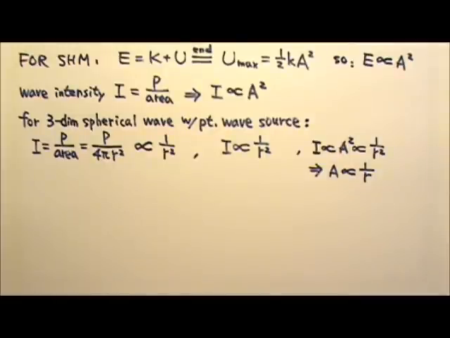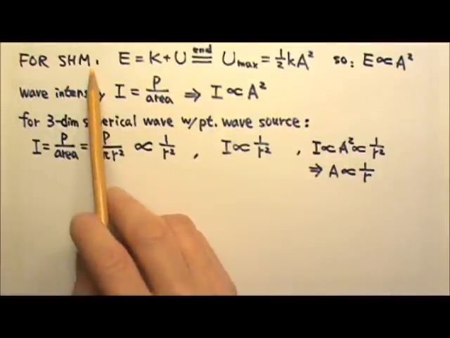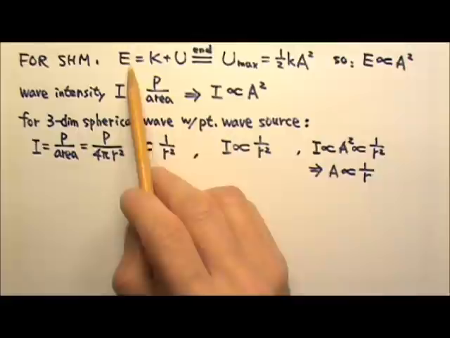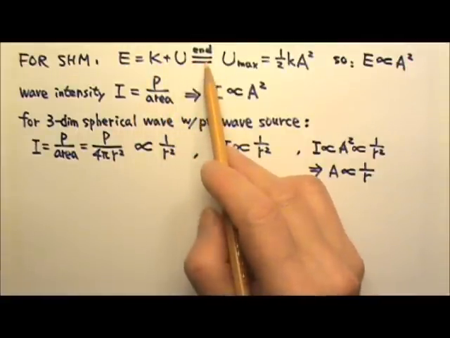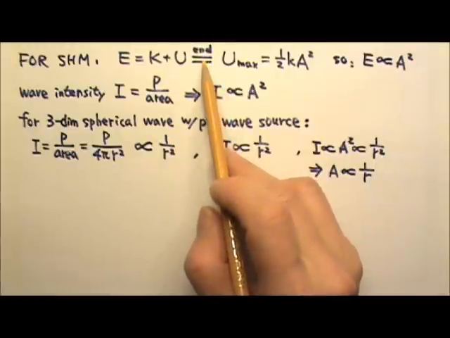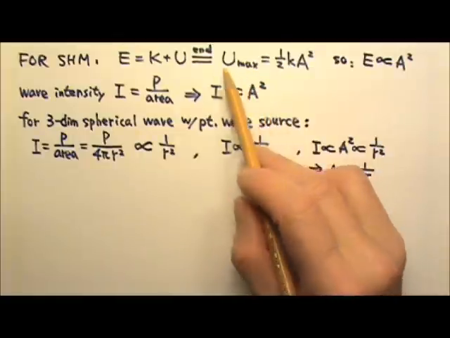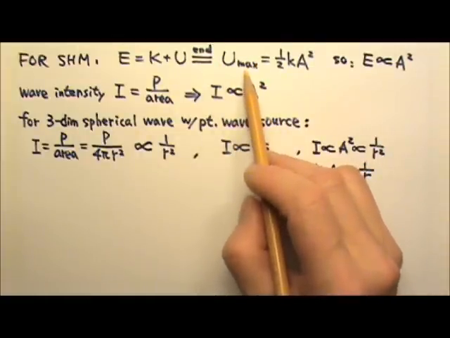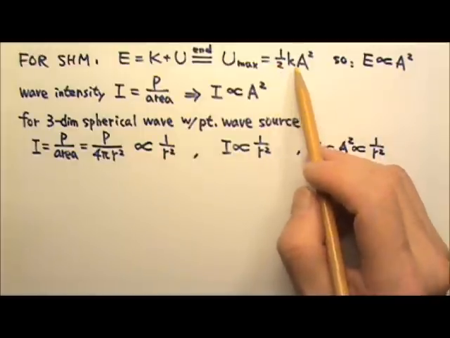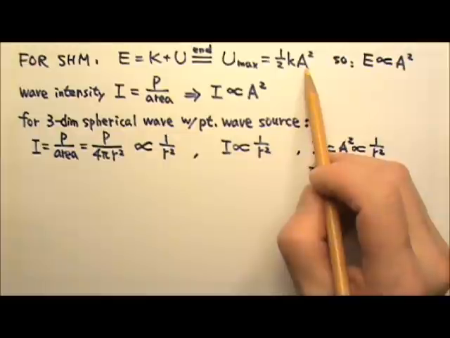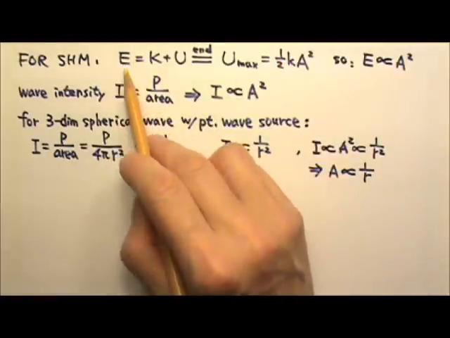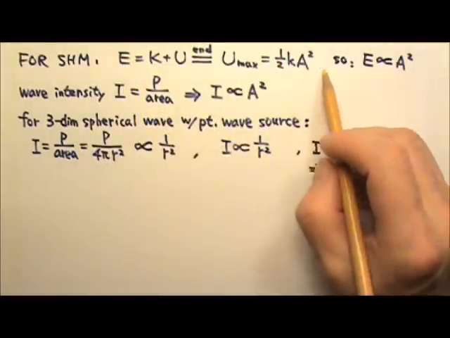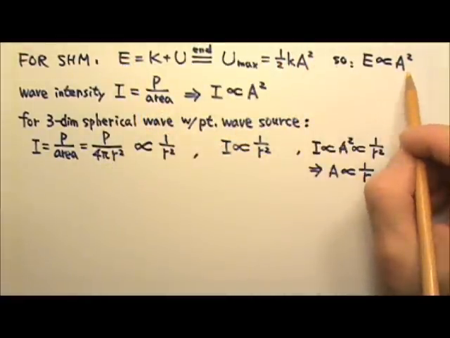A wave carries energy. And if you remember, for a simple harmonic oscillator, the total mechanical energy equals kinetic energy plus potential energy. And at the end point, because it's a turning point, the speed is zero, so no kinetic energy. All of the mechanical energy is in potential energy. So we have the maximum potential energy, which equals 1/2 kx squared. And of course, at the end point, the x is the amplitude. So that means the total mechanical energy of an oscillator is proportional to the amplitude squared.